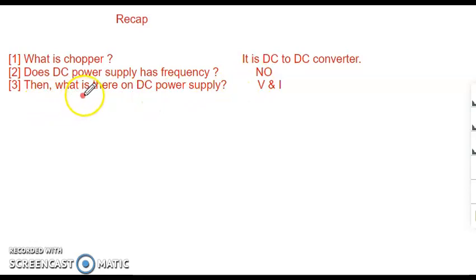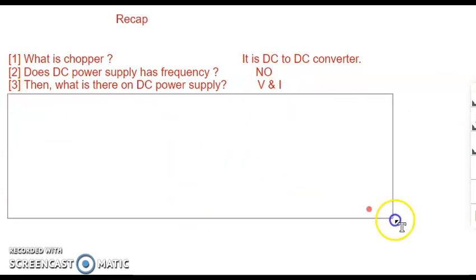Then what is there in a DC power supply? Voltage and current only. Voltage and current only there. The next one.